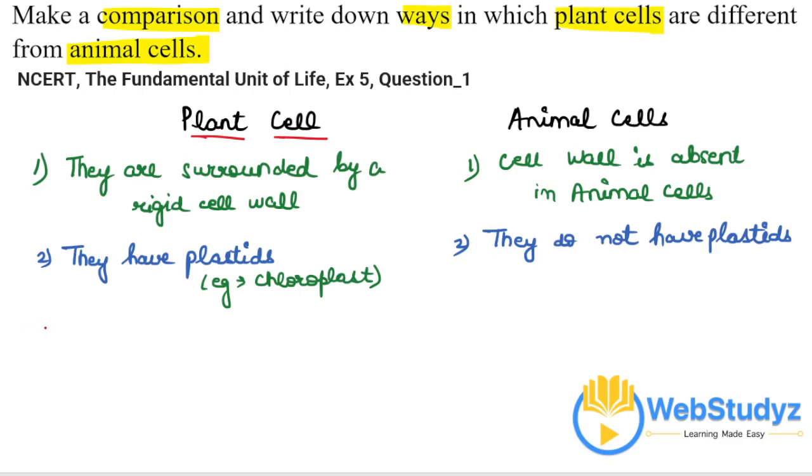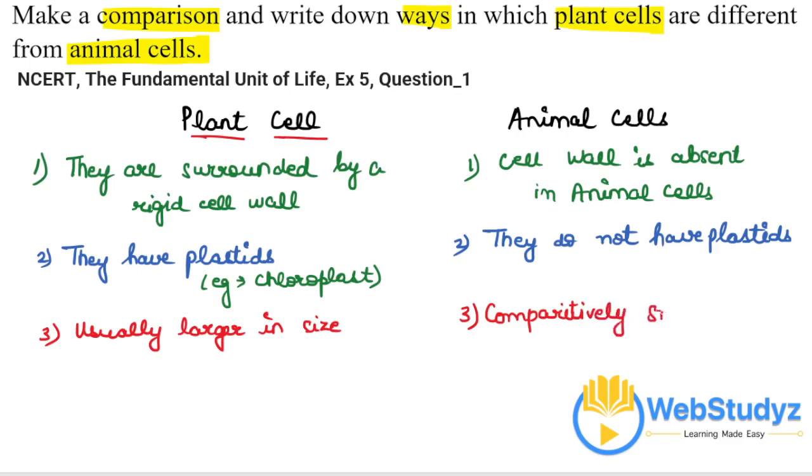Moreover, plant cells are usually larger in size. The size is big because of the presence of vacuole. They are big cell organelles, so they are present. And animal cells are comparatively smaller in size. They have a small size.